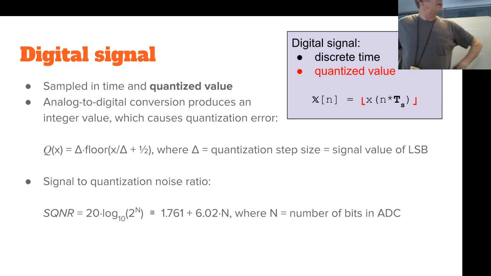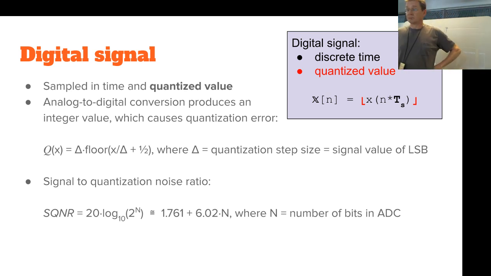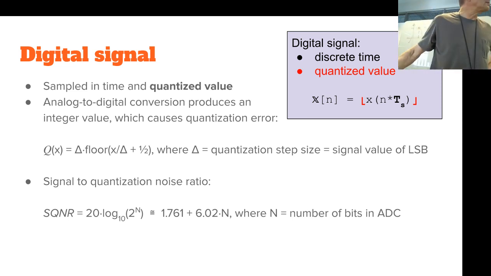Okay, then we have this digital signal and a couple of things which are for the digitized signal. This is when we have quantized values, and there is a signal to quantization noise ratio formula. Simple. But it's also a nice formula to find out.